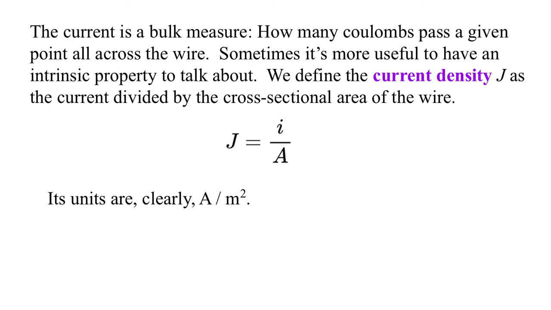We define J as the current divided by the cross-sectional area of the wire. That is, J is the current divided by A. These units, of course, clearly are amps per meter squared. By the way, this is a little weird because J is actually directed. It's in the direction that the current actually flows. So J is a vector, even though I is not directed and does not have a vector notation to it.